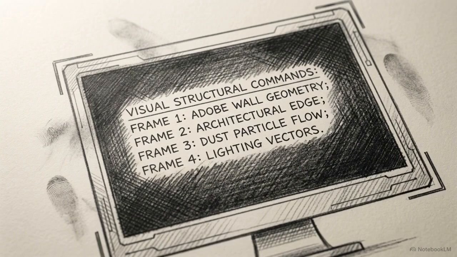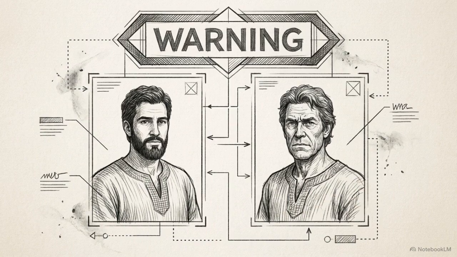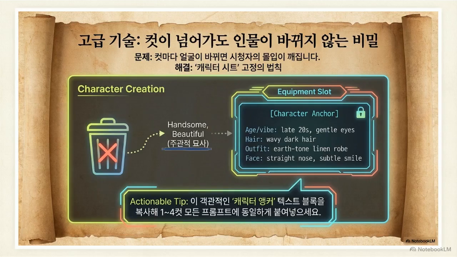Warning tone. Viewers swipe away the moment a character's face morphs or changes between cuts. Poor character consistency is the primary technical cause of format failure. This graphic demonstrates the fix. Discard subjective adjectives like handsome or beautiful. Instead, build a rigid character anchor using objective details like age, hair texture, and specific clothing materials.